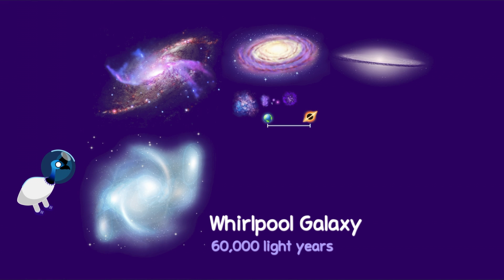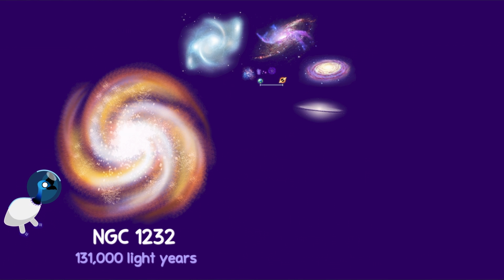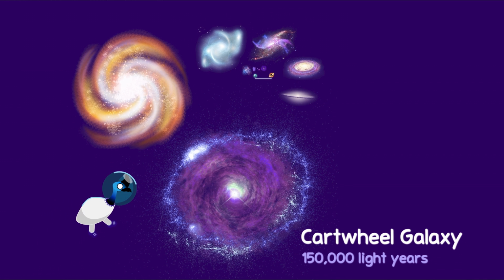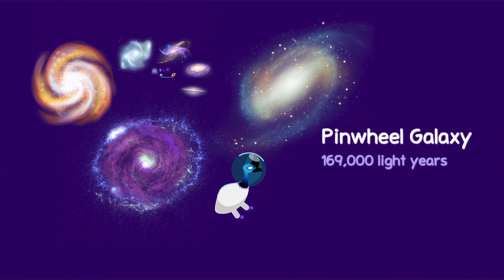Whirlpool Galaxy, 60,000 light-years, a large spiral galaxy resembling a whirlpool. NGC 1232, 131,000 light-years, a spiral galaxy located in the southern hemisphere. Cartwheel Galaxy, 150,000 light-years, a ring-shaped galaxy with vibrant arms, formed by a cosmic collision. Pinwheel Galaxy, 169,000 light-years, a spiral galaxy with bright arms, called the Pinwheel.